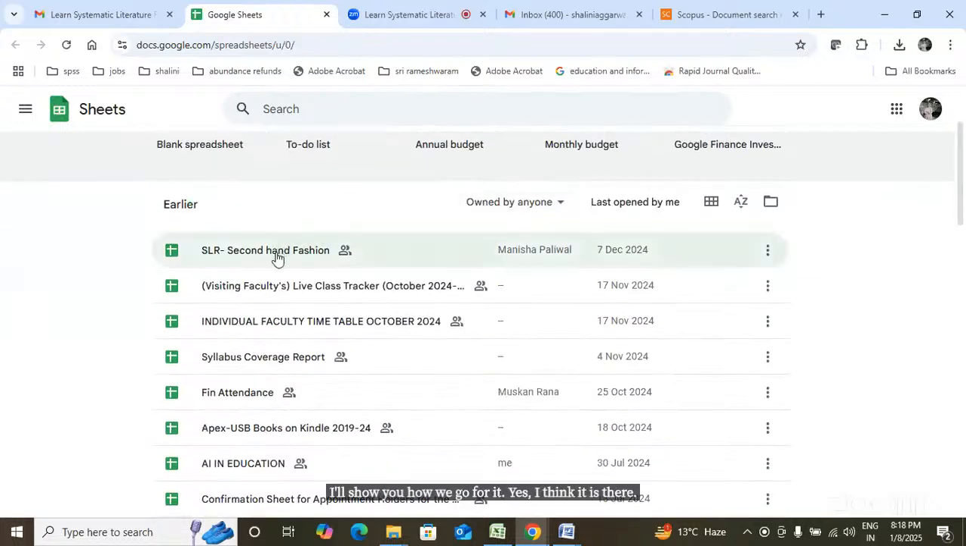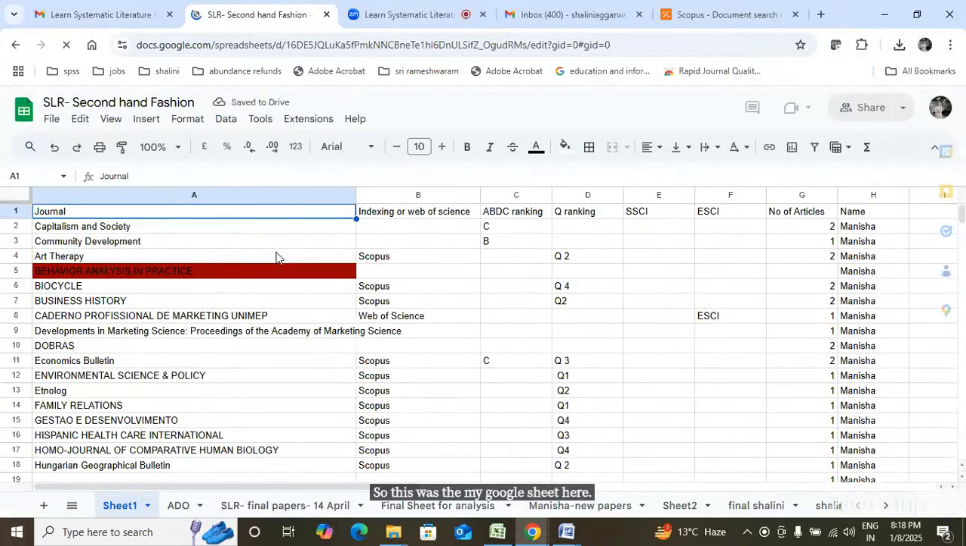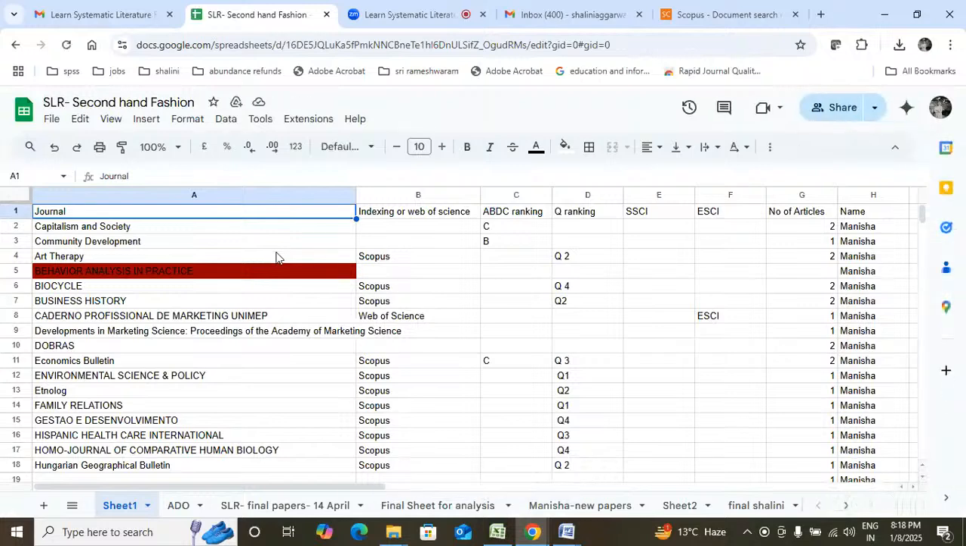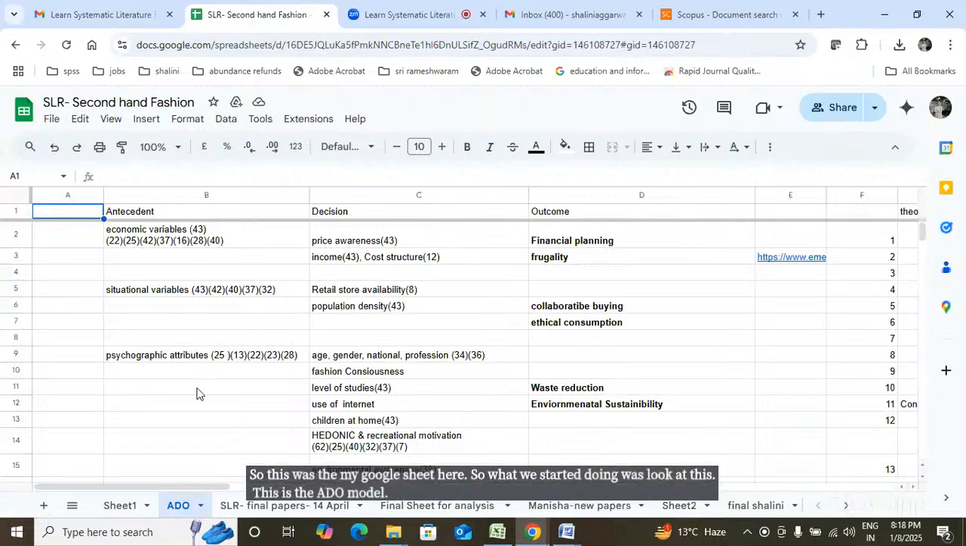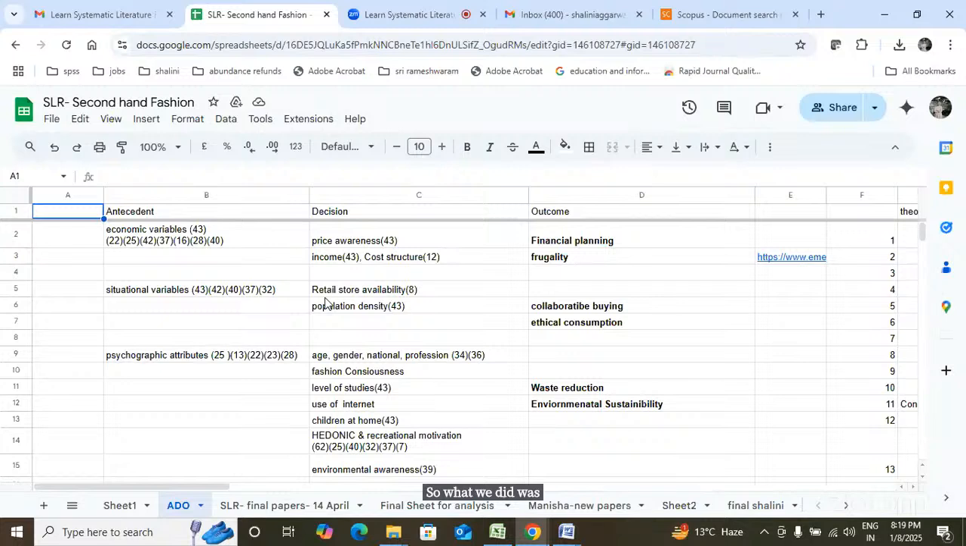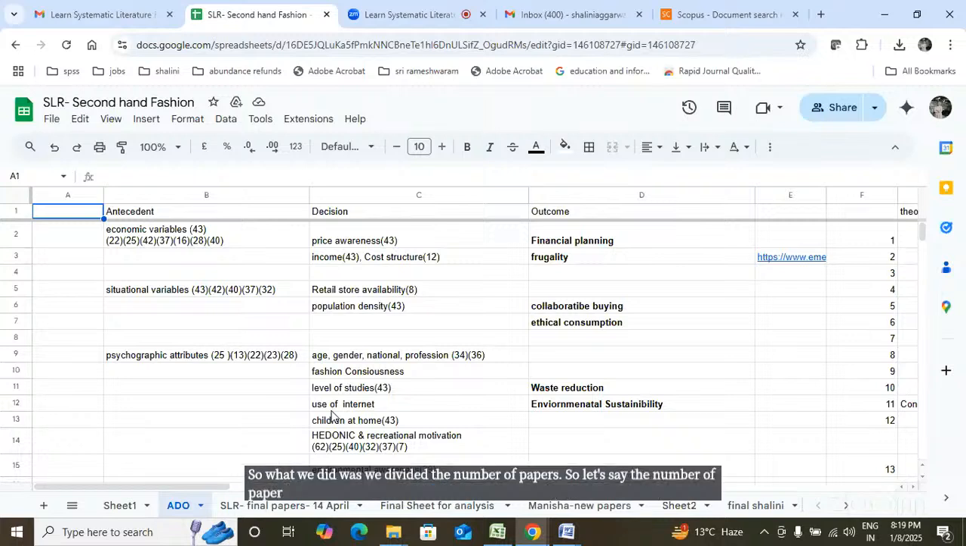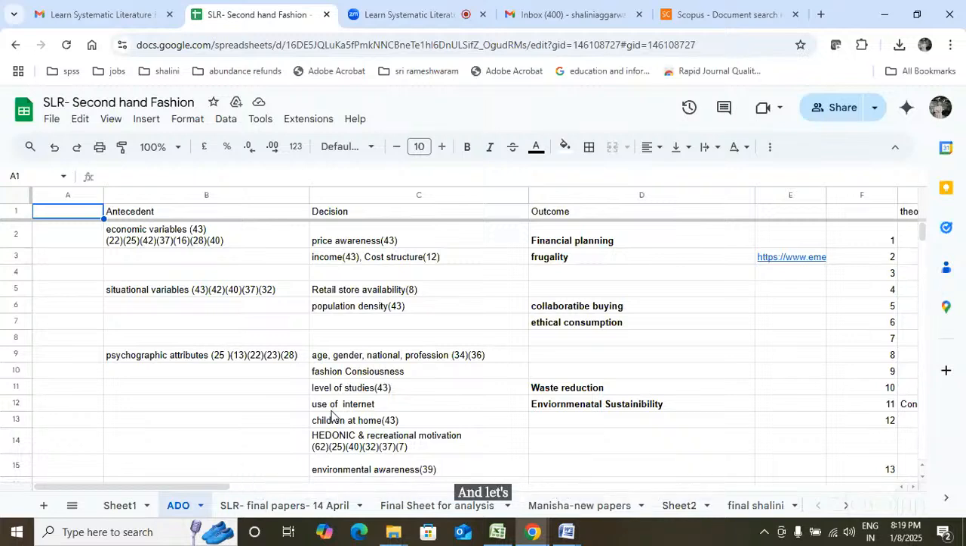So this was my Google sheet here. Look at this, this is the ADO model. We divided the number of papers. We were three authors in this paper, another paper of mine on bibliometric or SLR. Let's say the number of papers was 200, and we divided 75 papers each, whatever the total is, among the three of us.